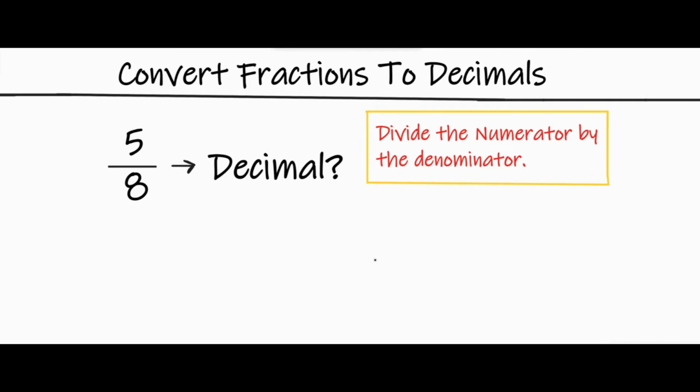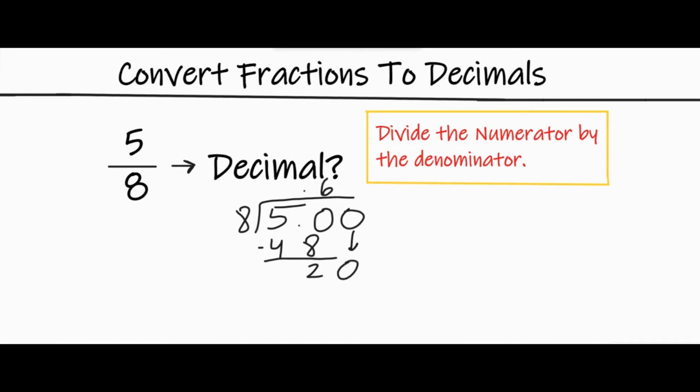So now we have 5/8, so we're going to have 5 divided by 8. Add a decimal point, add a 0, bring that straight up, so we have 50 divided by 8, or 8 times what gets us close to 50 without going over. That would be 6. 6 times 8 is 48. 50 minus 48 is 2. Add a 0, bring that straight down.